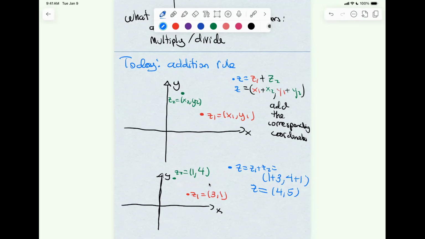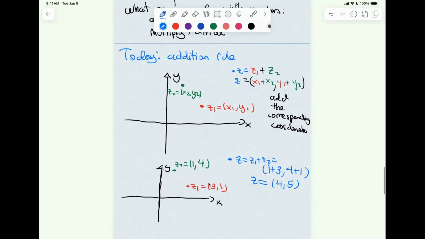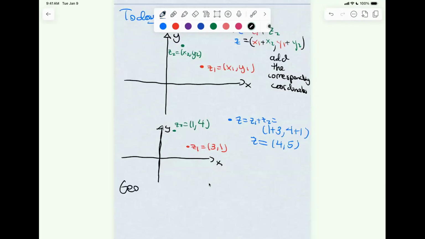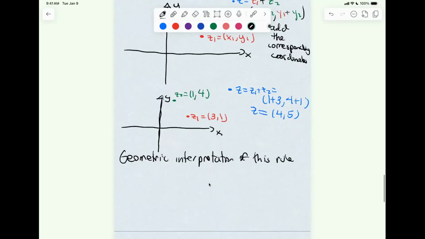Now, the cool thing is that, algebraically, it's not too surprising why you would do that. The nice thing is that this does have a nice geometric interpretation, which is called the parallelogram law. So let me write that down. There is a way to think about this visually, a geometric interpretation of this rule, which is called the parallelogram law.